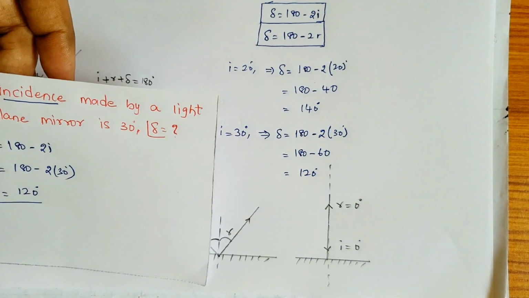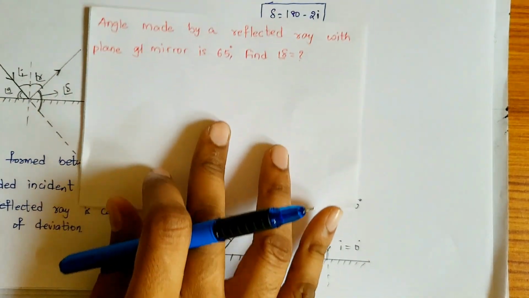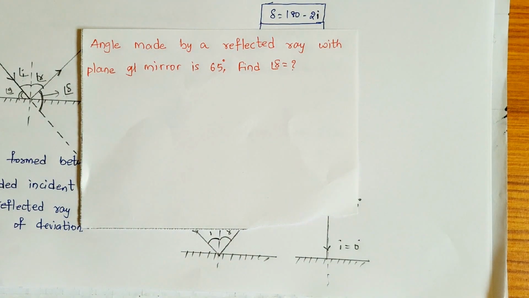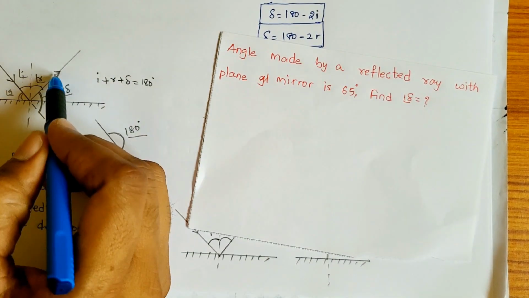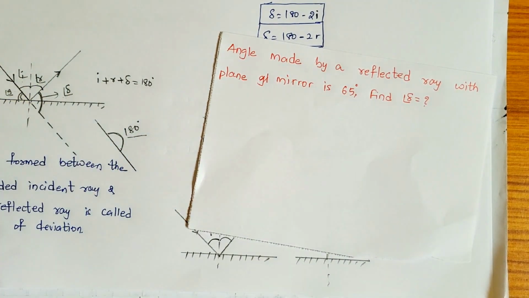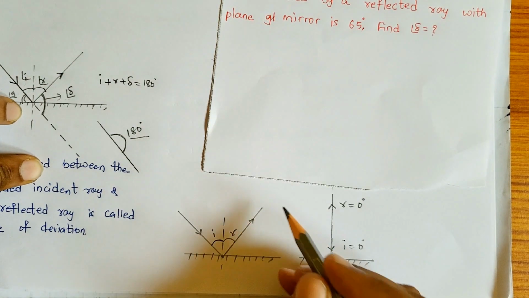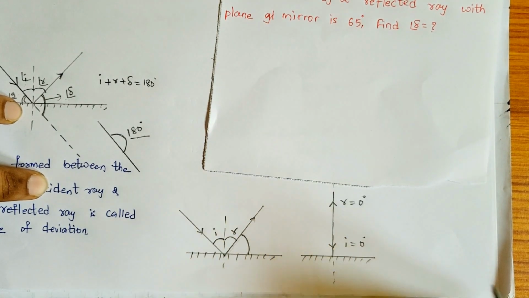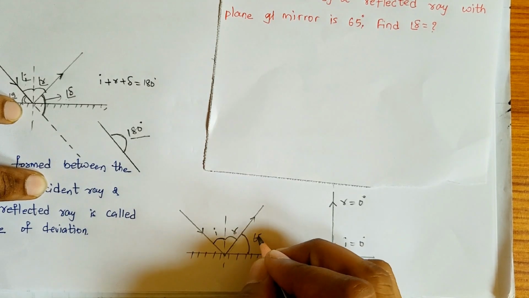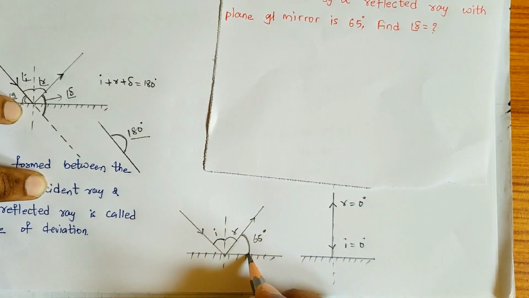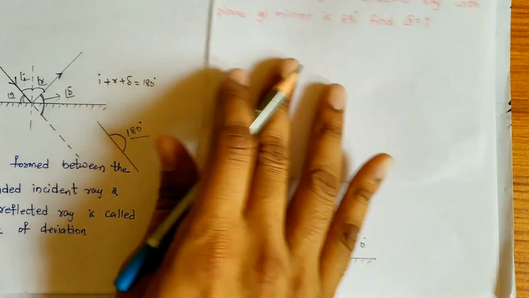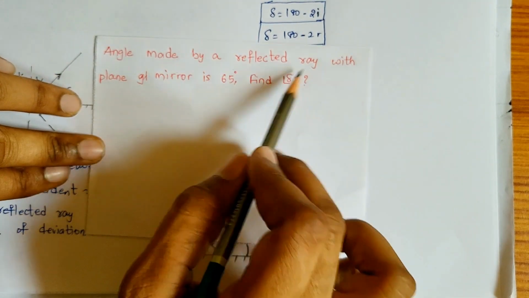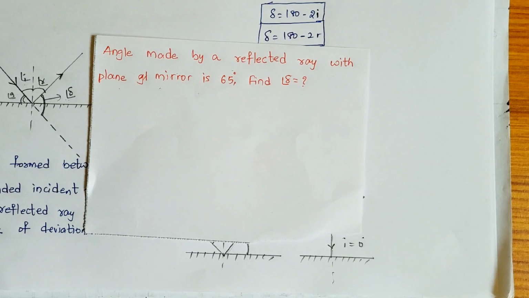Now let us take one more question. The angle made by the reflected light ray with the plane mirror is 65 degrees. Which angle have they given? Observe neatly, I'll explain here. The angle made by the reflected light ray with the plane mirror, this angle they have given, 65 degrees. This angle is nothing but the glancing angle. So read the question neatly: find the angle of deviation.